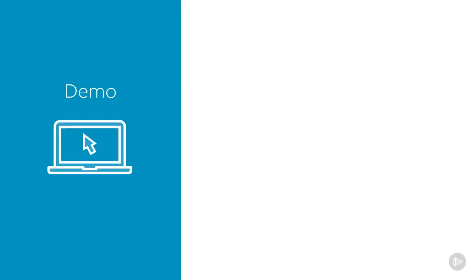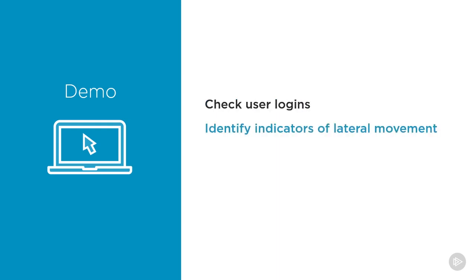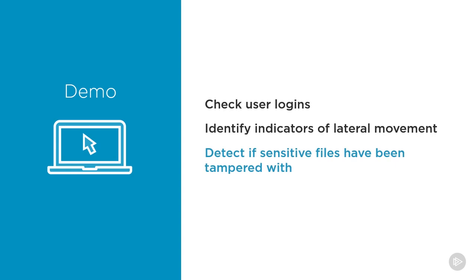Now that we all have the details, it's time to deep dive into the investigation. First, we'll check the users who have logged into the Execo1 machine. Second, we'll try to identify if there are any indicators of lateral movement. And finally, we'll see if we can identify if the sensitive files have been tampered with.